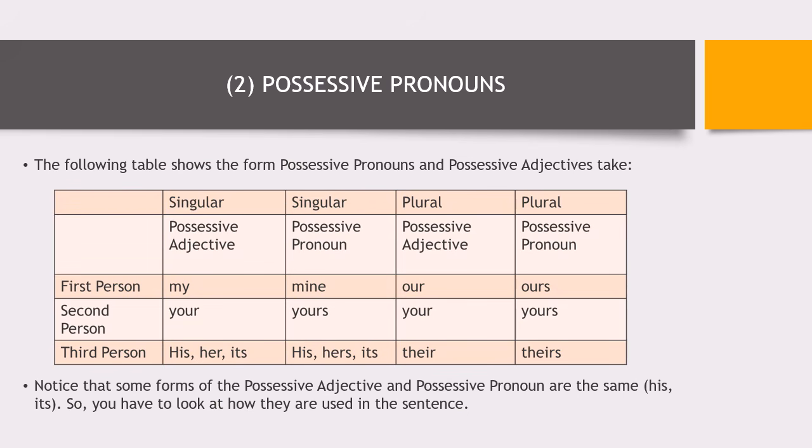Possessive pronouns. Study the given table to understand how possessive pronouns and possessive adjectives are used in singular and plural forms, as well as in the first, second and third persons. You will notice that some forms of the possessive adjective and possessive pronoun are the same, like his, its. So, you have to look at how they are used in the sentence. If they are followed by a noun, then they are possessive adjectives. If they replace a noun, then they are possessive pronouns.